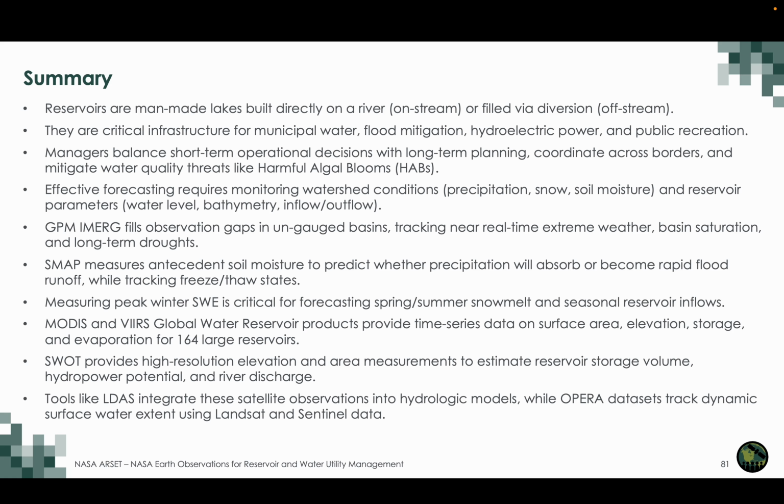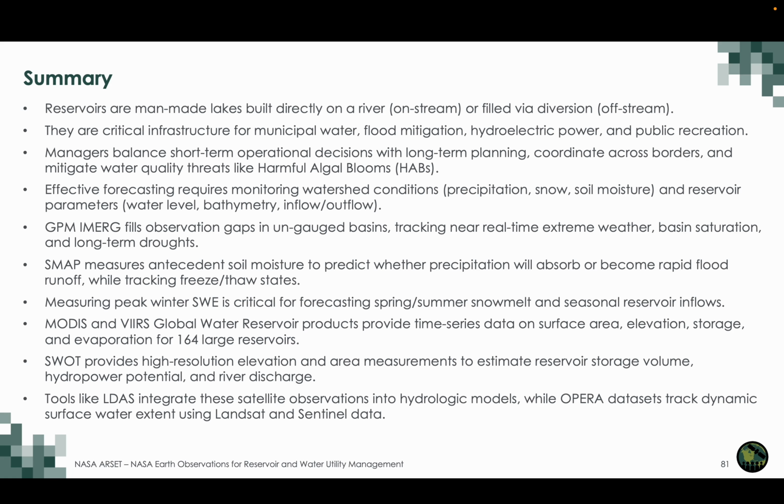We saw that GPM IMERG fills the observational gap in ungauged basins, tracking near real-time extreme weather, basin saturation, and long-term droughts. SMAP measures antecedent soil moisture to predict whether precipitation will absorb or become rapid flood runoff while tracking freeze-thaw states. Measuring peak winter snow water equivalent is critical for forecasting spring and summer snowmelt and seasonal reservoir inflows.